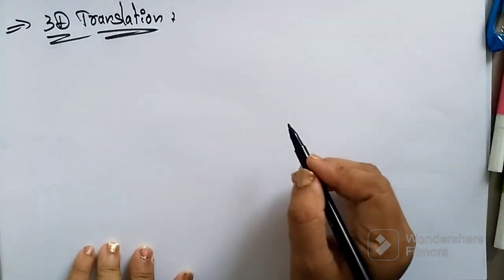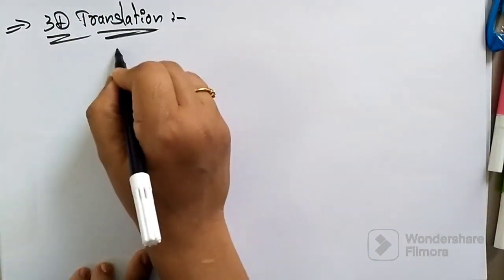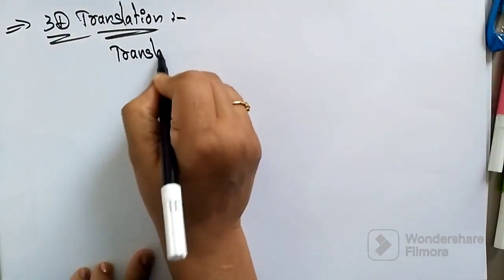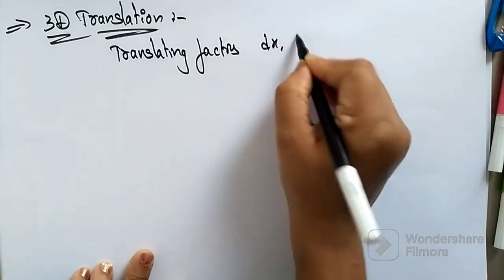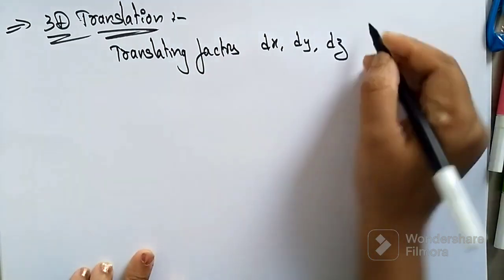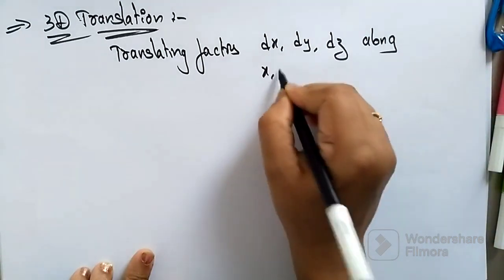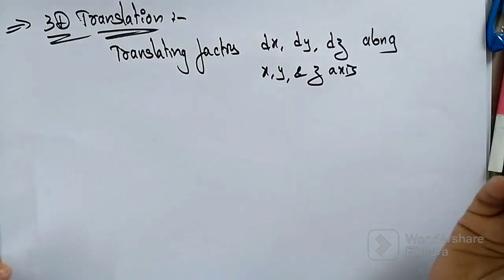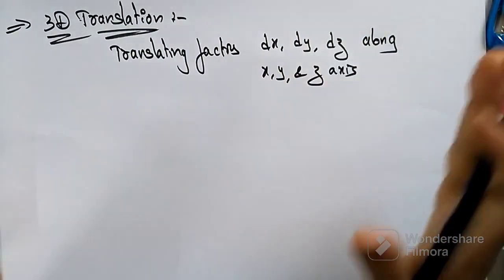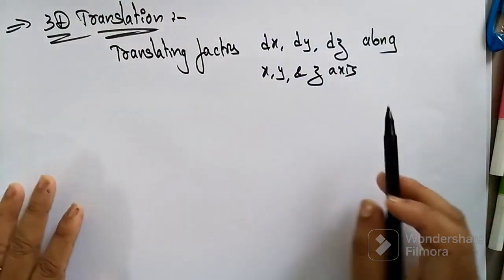So in 3D translation, what are the translating factors? The translating factors are dx, dy, dz along the x, y and z axes. Whereas in 2D transformation, you have only dx and dy along the x and y axes. But here in 3D translation, the translating factors are dx, dy, dz.